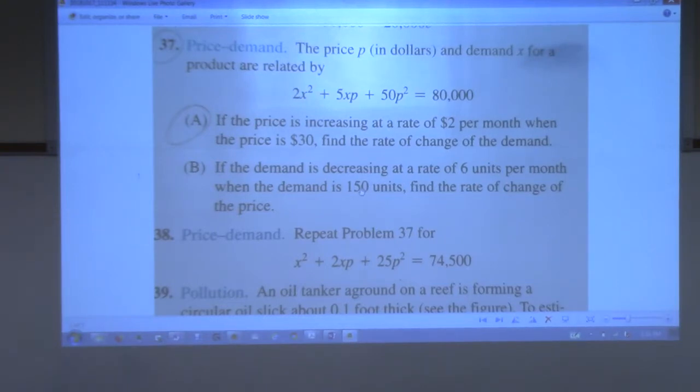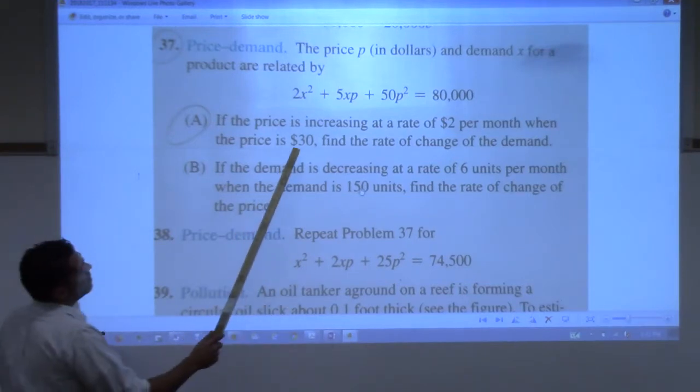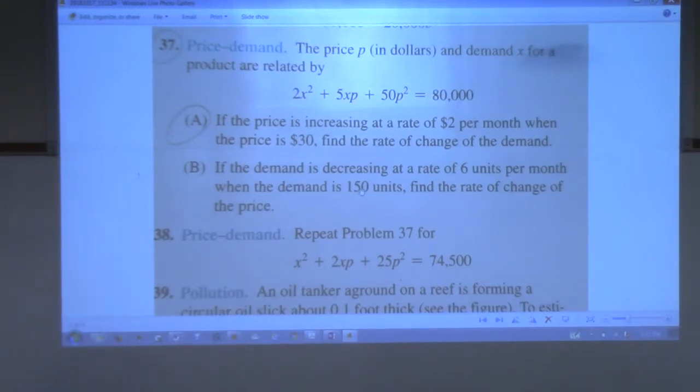So how about I'll do 37, you do 38? You want to do that again? This will be our last problem. We have about 12 minutes. Okay. The price, p in dollars, and demand, x for a product are related by this. So p is price. Can you all read that? Do I need to make that bigger?